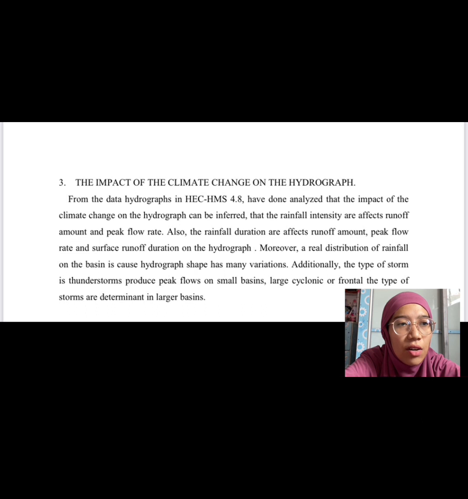From the data, the hydrograph in HEC-HMS 4.10 was analyzed, and it can be inferred that the impact of climate change on the hydrograph is that rainfall intensity affects runoff amount and peak flow rate. Additionally, the type of storm matters: thunderstorms produce peak flows on small basins, while cyclonic or frontal storms determine the peak flows in large basins.